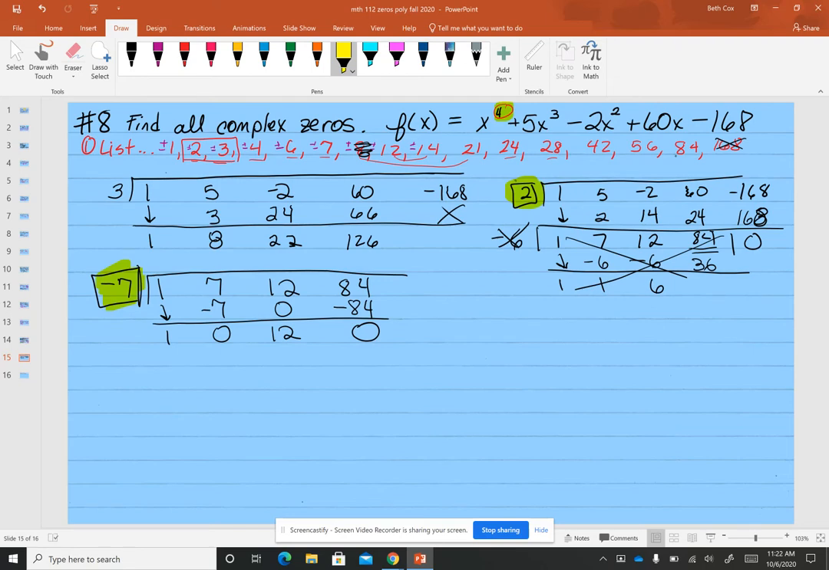Now remember, this is a quadratic. This is x to the second now. So I have 1x to the second plus 0x plus 12. I don't need the 0x.